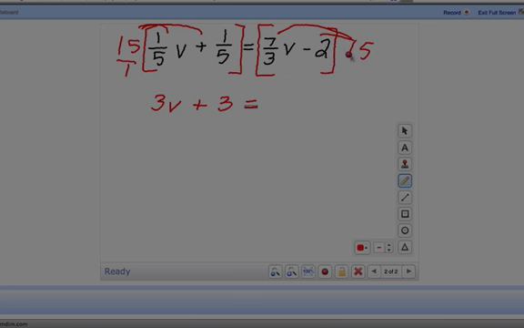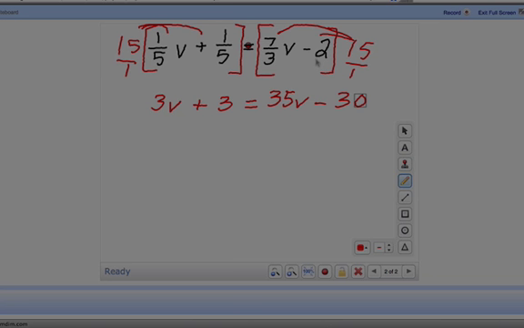Okay, so we do the same thing over here. 15 times 7/3. Think of that as 15 over 1. The 15 and the 3 simplify. The 3 becomes a 1. The 15 becomes 5, right? You're dividing both by 3. So 5 times 7 is 35. I don't want to forget my v. And then minus 2 times 15, which is 30.